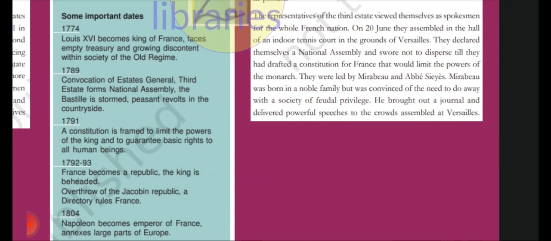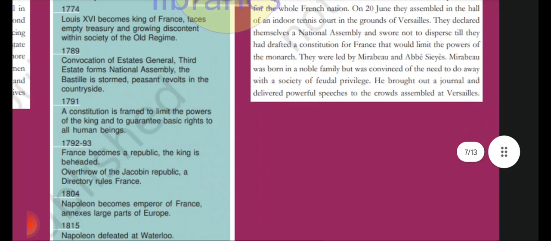So basically, these members felt they were the citizens of France. They were not only members; they were part of France, and they felt that they knew all the problems. So they started representing themselves. They declared themselves the National Assembly.